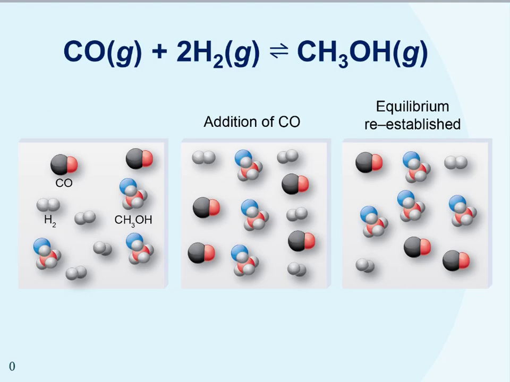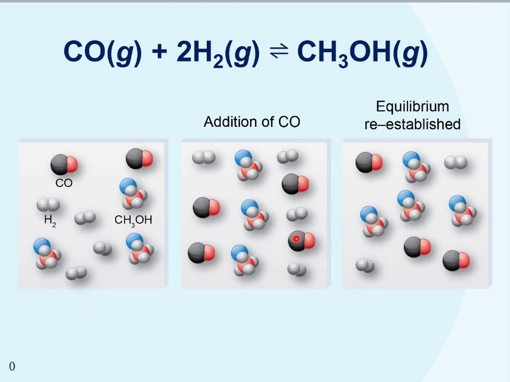So let's look at an example with this particular reaction. We have some system here. We're at equilibrium. We have some ratio of carbon monoxide, CH3OH, and H2 molecules. Everybody is happy and stable. And then I add some additional carbon monoxide. So I've added 2 more units of carbon monoxide.